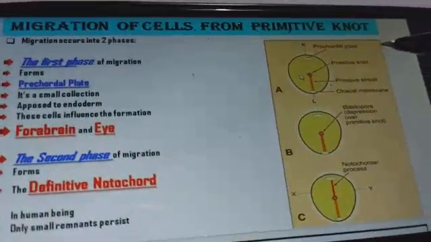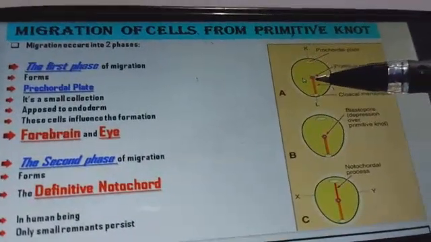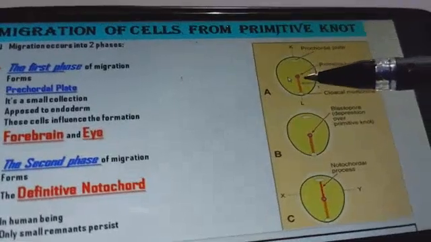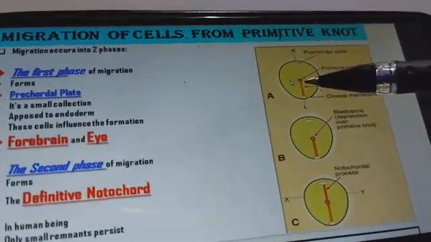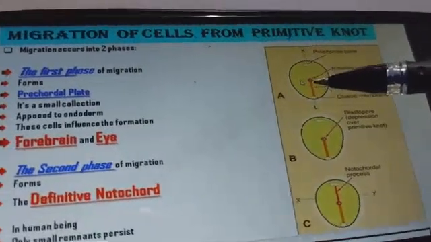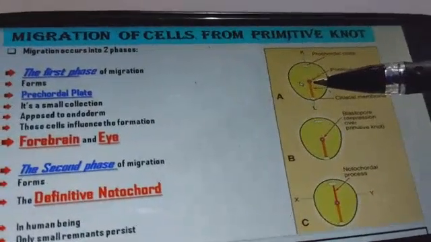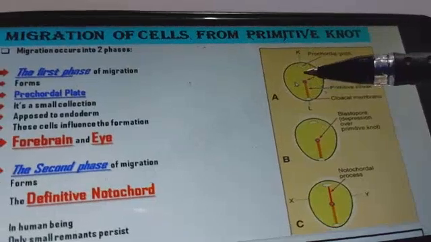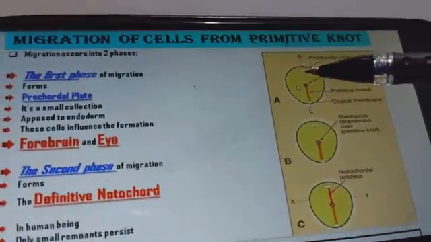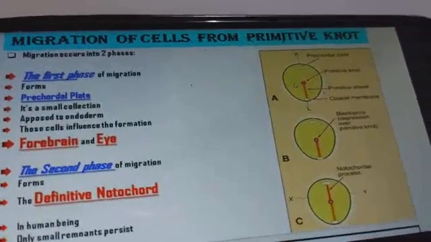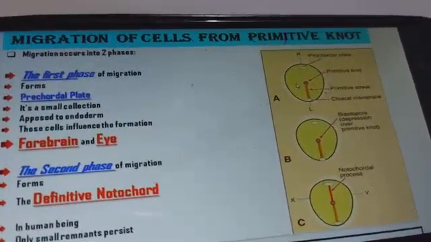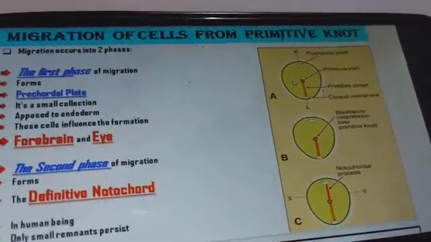So we know that the cells that form the notochord migrate from the primitive knot by the formation of a hole called the blastopore. So now this migration occurs in two phases. In the first phase, when the cells are migrating, it only influences the formation of the forebrain and the eye. It doesn't form it, it only influences.